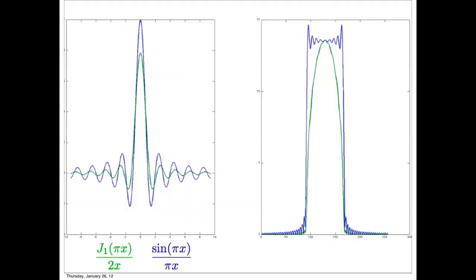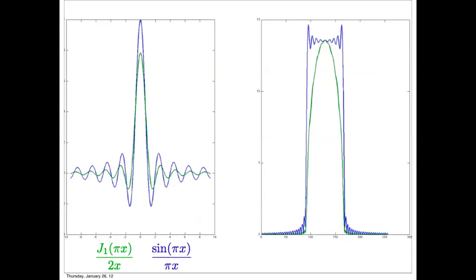Now, what's the difference between a sinc and a jinc? A sinc is the blue one, and a jinc is the green one. There are two distinctions between them. They kind of look similar. If I just showed you a jinc, you'd say, oh, a sinc function, but it's not.